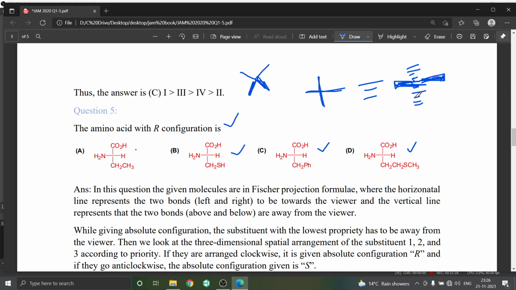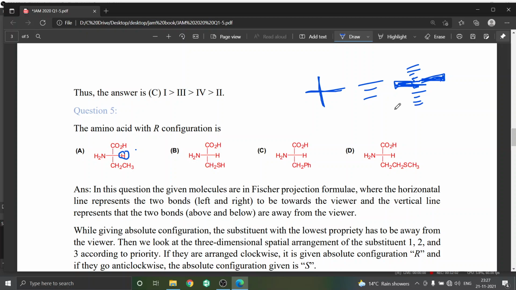Now for giving absolute configuration, the lowest priority has to be away from the viewer. So how do we give lowest priority? We give according to the CIP rule, which we'll do right away. But before that, what I'm trying to say is whichever is the lowest priority, I will explain you in a zip, but hydrogen is the lowest priority. So the hydrogen has to be away from the viewer. So hydrogen can be either up or down, because both up and down are away from the viewer. So if hydrogen was up or down, then whatever absolute configuration we are getting will depend upon the three-dimensional spatial arrangement.